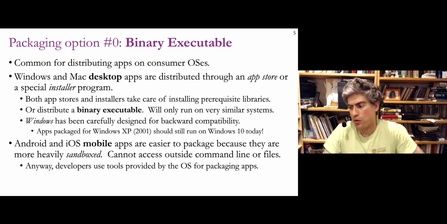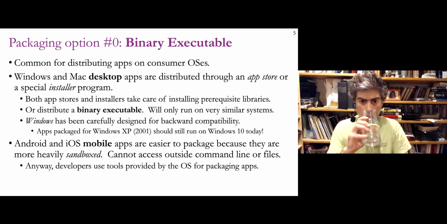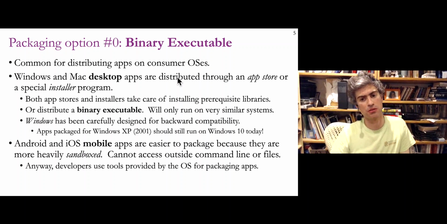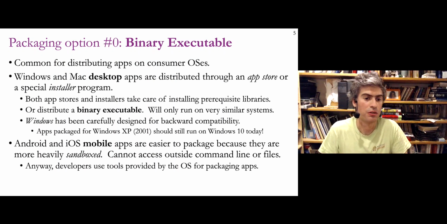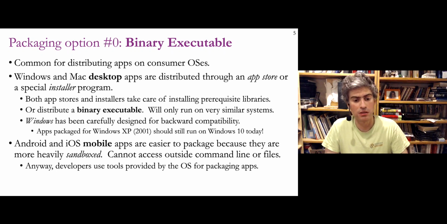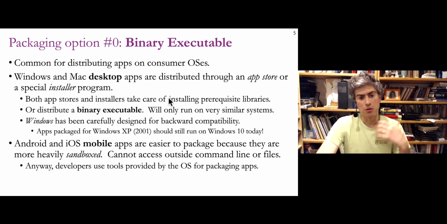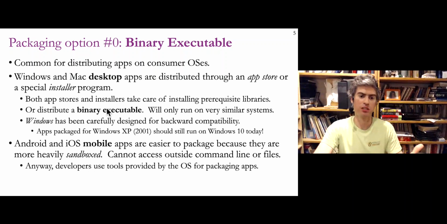Okay. So the first option you might think of when talking about distributing apps is to distribute a binary executable. And this is typically done for consumer software on consumer operating systems. So if you buy or download a Windows or Mac application, or if you install an app on an Android or iOS device from an app store, either way, whether you're using an app store or an installer program, you're not downloading source code. Typically, you're downloading a binary executable that was compiled, and it's compiled to work on a specific machine or specific set of machines.